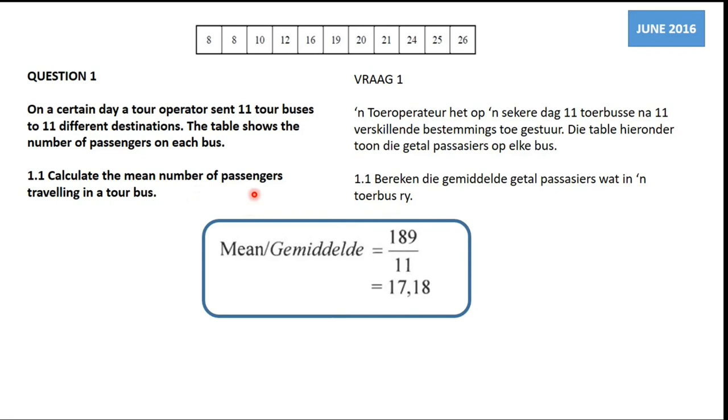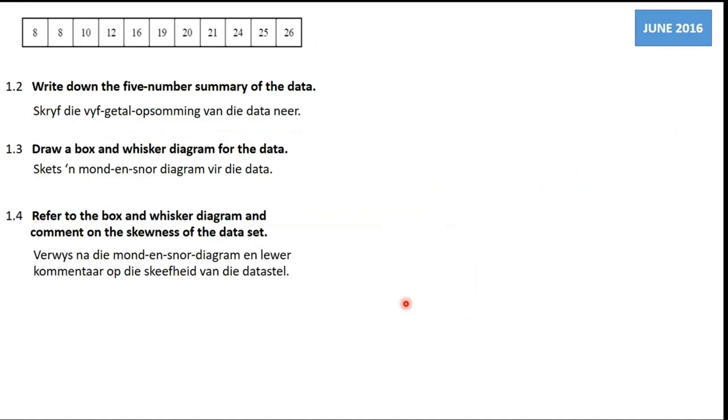So there we go. You take your calculator, you add those things, you divide it by 11. Why 11? Because you have 11 buses, and that's it. So there is about, more or less, approximately 17 people per bus. Write down the 5-number summary.